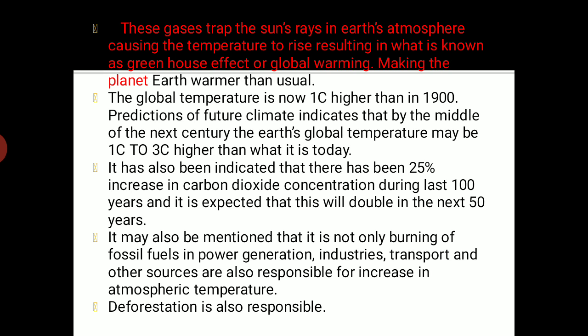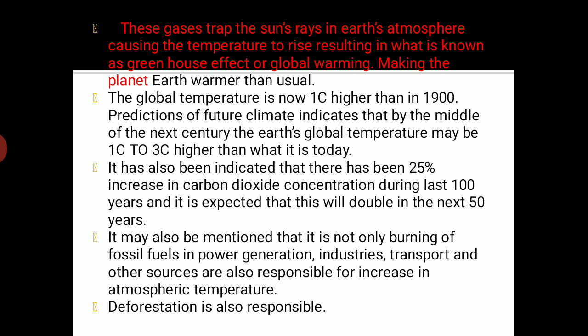What happens because of this increase in the temperature? અર્થ ગેટ્સ વોર્મર. અર્થ વધારે ગરમ થાય છે યુઝ્યુઅલ કરતાં, જે એનું યુઝ્યુઅલ ટેમ્પરેચર છે એના કરતાં વધારે ટેમ્પરેચર એનું થવા લાગે છે. The global temperature is now 1 Celsius higher than in 1900. Prediction of the future climate indicates that by the middle of the next century, the Earth's global temperature would be 1 Celsius to 3 Celsius higher than what is today. એટલે આજ કરતાં આજે જે આપણે ગરમી અનુભવીએ છીએ એના કરતાં in the coming years the heat would be higher.